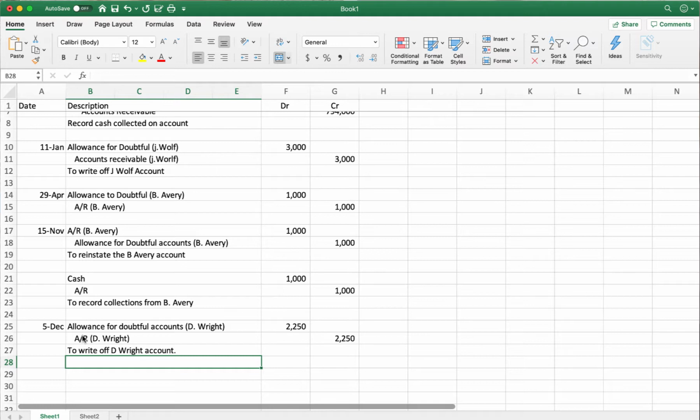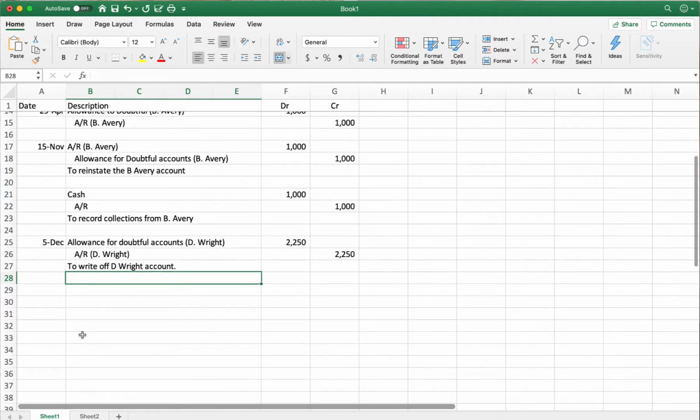So I apologize. On December 31st, in an adjusting entry, record the allowance for doubtful accounts at 1% of credit sales for the year. Okay. So what I need to do then is figure out what my bad debt expense is to record the allowance at 1%. So easy to do, right?